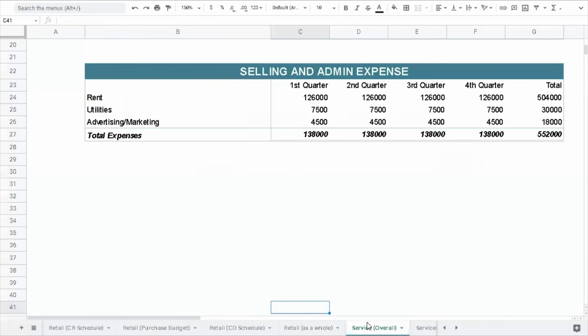Now for the service portion, there is no variable selling and administrative expense. That's why there's only a fixed selling and administrative portion, computed by adding the rent, utilities, and advertising or marketing. As you can see, the amounts are also the same for each of the quarters, resulting in an annual selling and administrative expense for the service portion of 552,000.